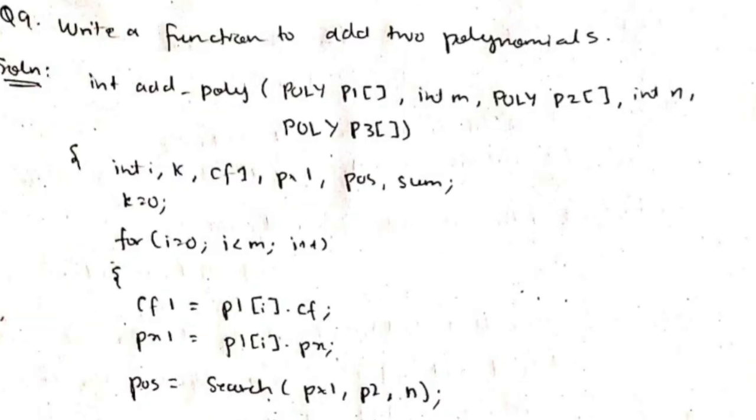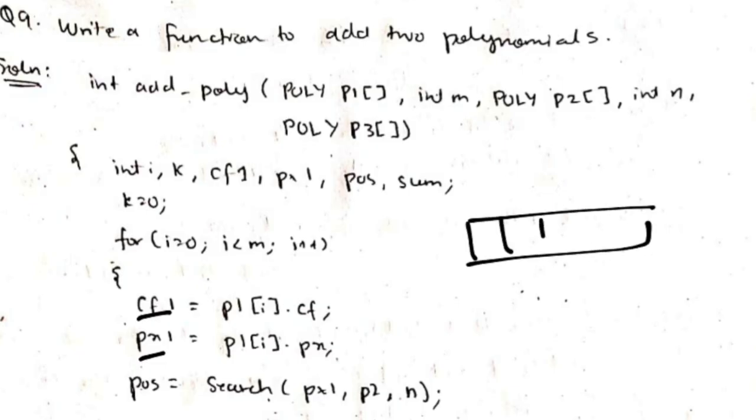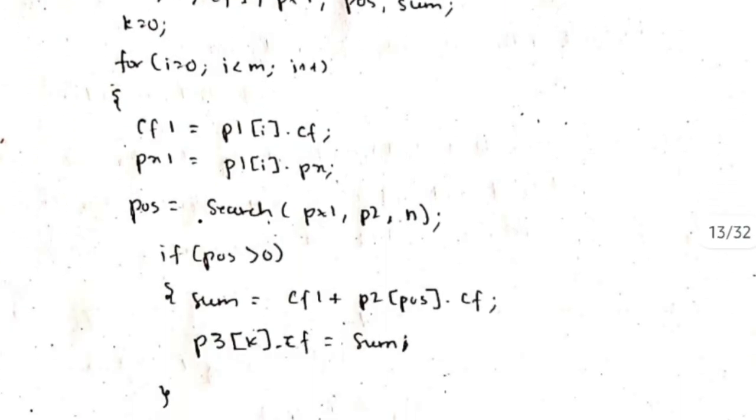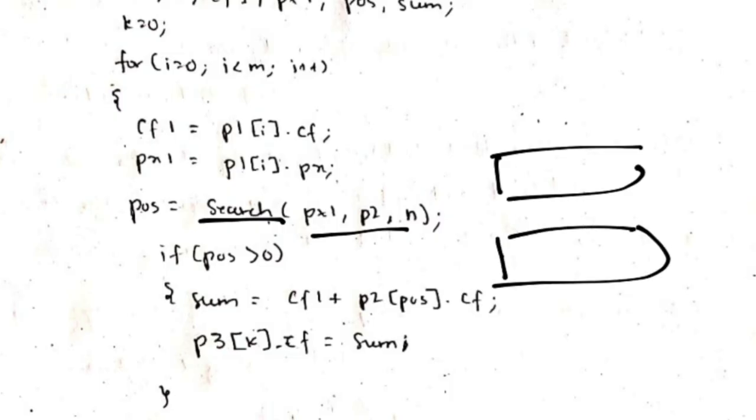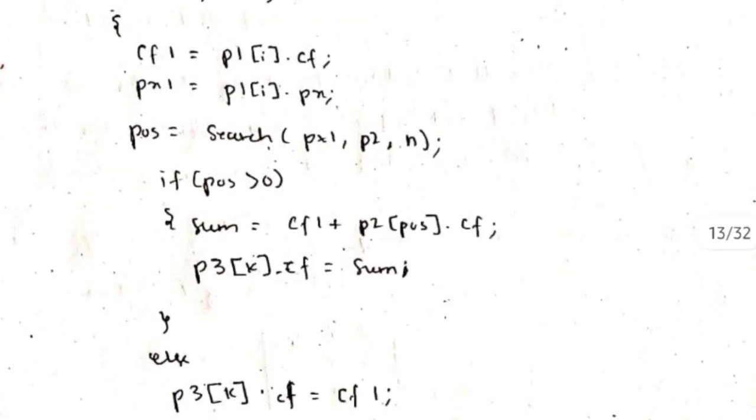Okay, first we will take CF1 and PX1. That means from that array the first element will be taken, its exponent and coefficient value. After that we will search for that element in the second array. So there are two polynomials, and we are searching for that particular element's exponent in the second one. If we get it, then we will add the coefficients. If we don't get it, we will write it as it is.